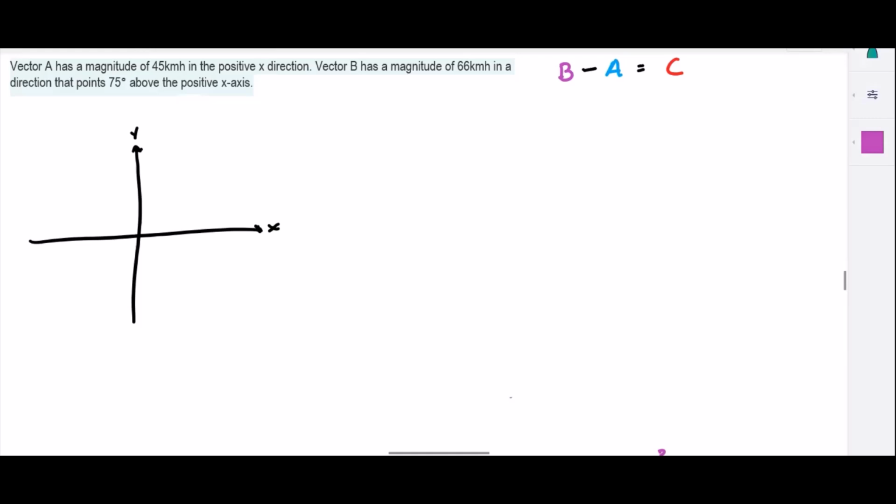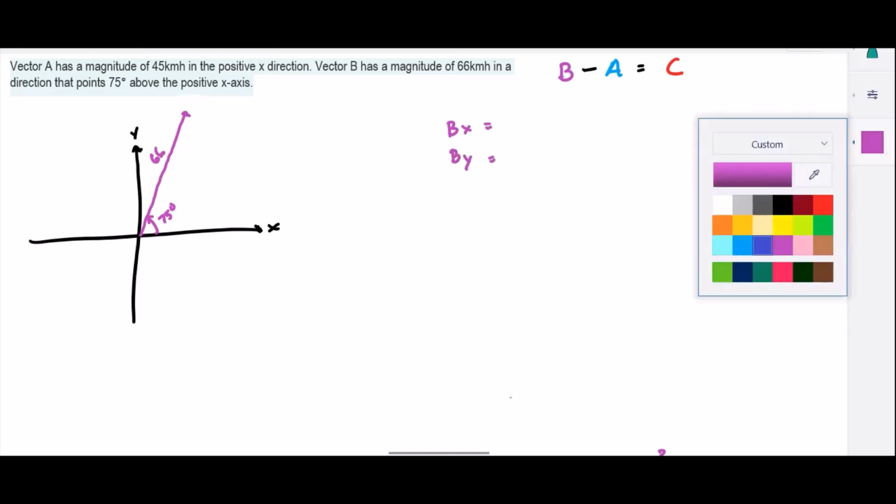So vector B has a magnitude of 66 kilometers per hour and points in direction 75 degrees above the positive x-axis. So let's say 75 degrees is this-ish. Again, if I were actually doing this by hand for a formal assignment, I would definitely be using a straight edge and a protractor. But I don't have one for the computer. I probably do, I just don't know how to use it. So this is 75 degrees and 66. And remember, like last time, we're going to find the components of each of these. Before I do that, let's keep drawing it out.